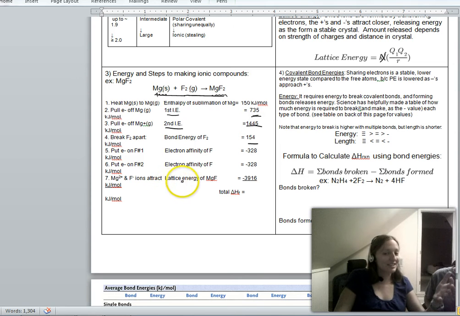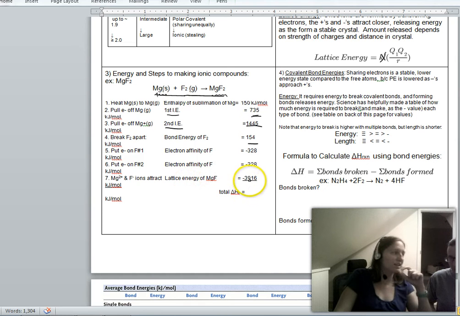No, so that's the lattice energy of magnesium fluoride. Why isn't there a 2 there? Because it eats my 2. MgF2. So the lattice energy of this is negative 3916. But that's the big one. It comes out really big.